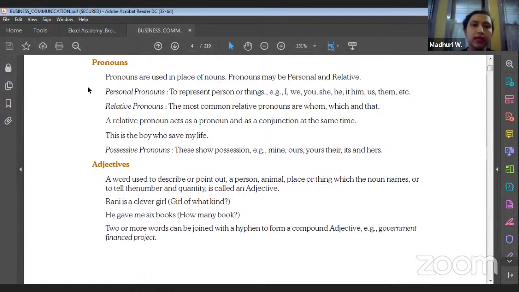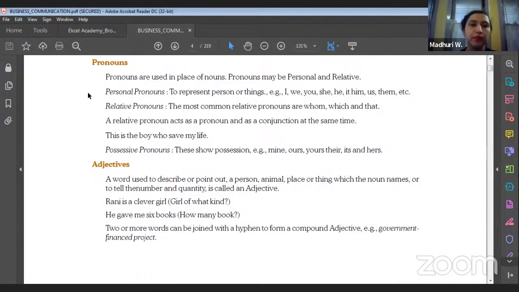Pronoun means it is a replacement for a noun. Instead of saying Ram is a good boy, Ram is very intelligent, Ram goes to school, I can say Ram is a good boy, he is very intelligent, he goes to school, right? Instead of keeping on repeating the same name Ram many times, you can say he instead, right?